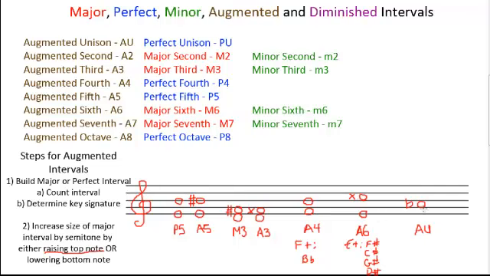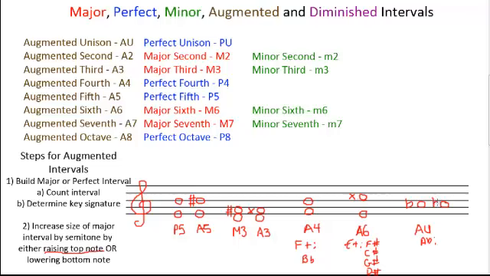Our final example for ascending augmented intervals is the augmented unison. So counting from an A, since it's a unison, we can just write another A right beside it. Now, because the first one is an A flat, that means your key is A flat. So if you were to go from the first note to the first note, you would have to write in an A flat on the second note to make it a perfect unison.